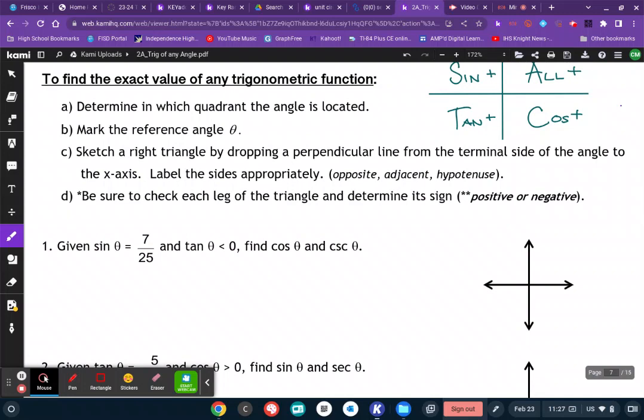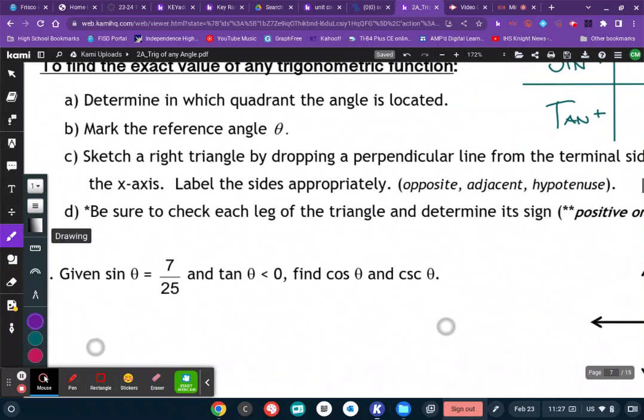But let's start off by determining in which quadrant the angle is going to be located. Now, the given information here is a little different. They're not giving me an angle. They're giving me a trig function. So it's up to me to remember what information that's going to give me. They're giving me that sine is equal to this fraction. They're also telling me that tangent of theta is less than 0.